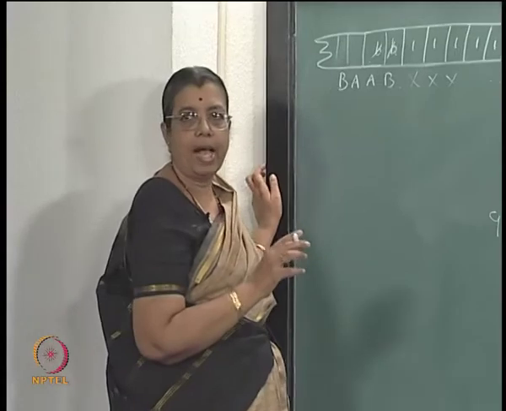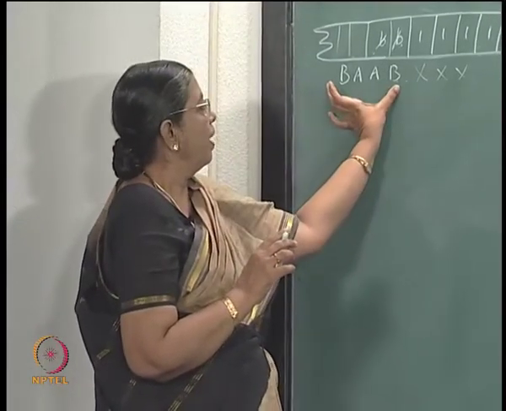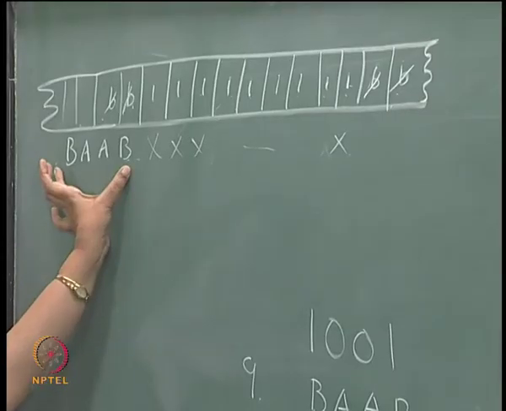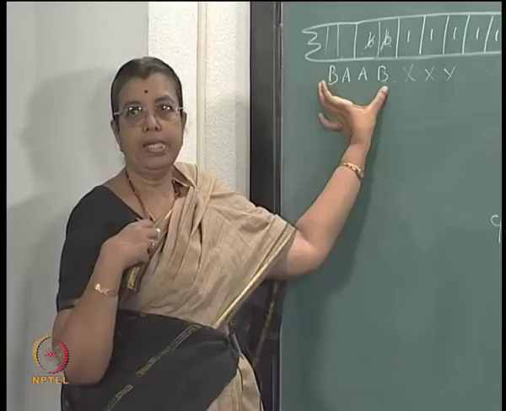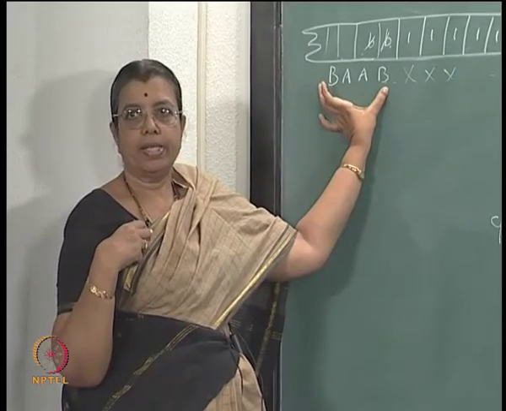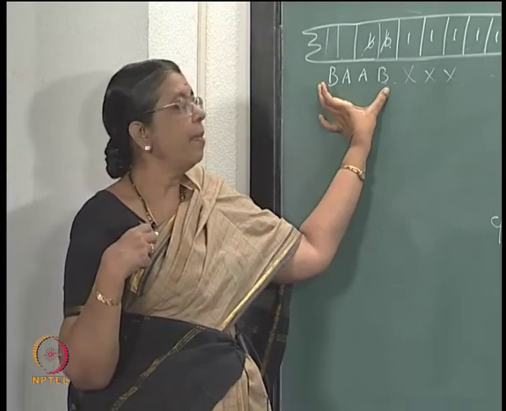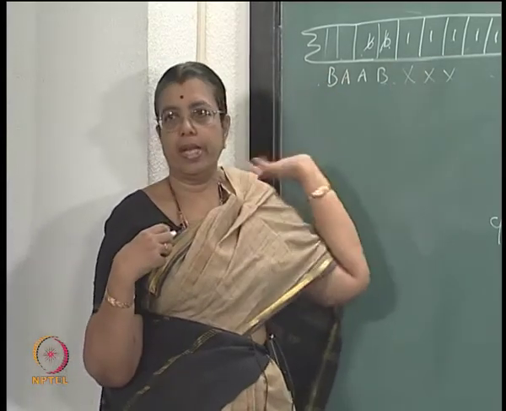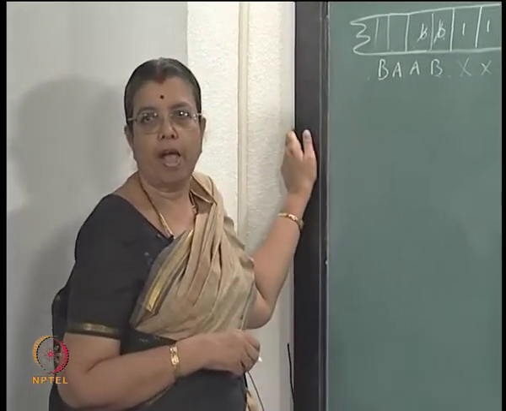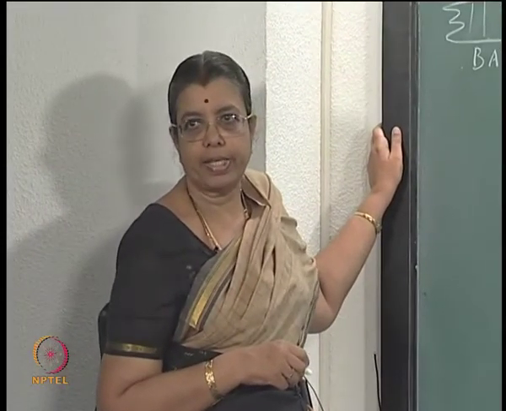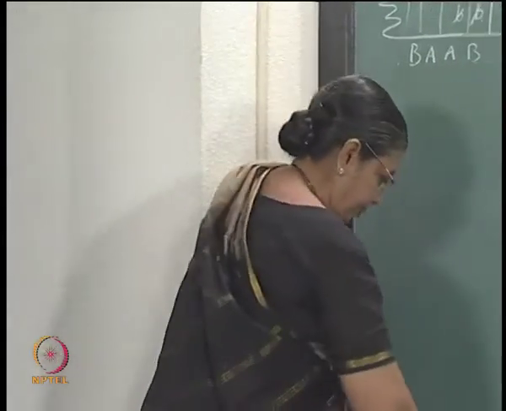So, when the machine halts, whatever you have here, you must interpret the B as a 1 and the A as a 0, and this should give the binary representation of this unary number. How will you design the machine? How will you design the Turing machine?